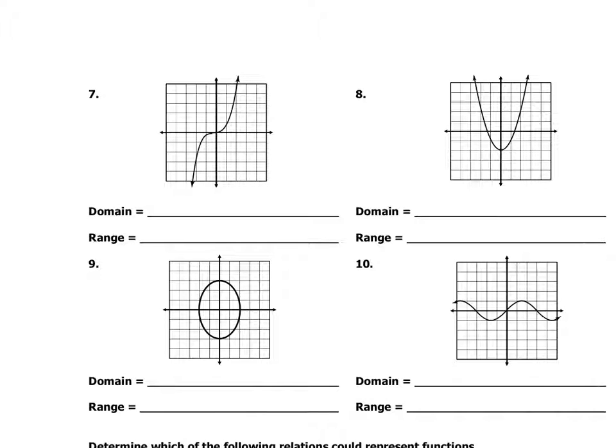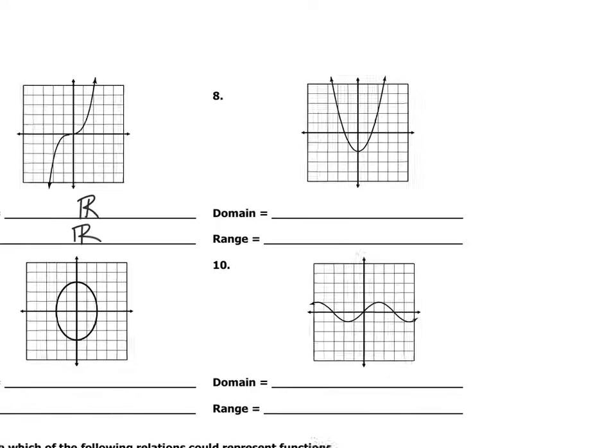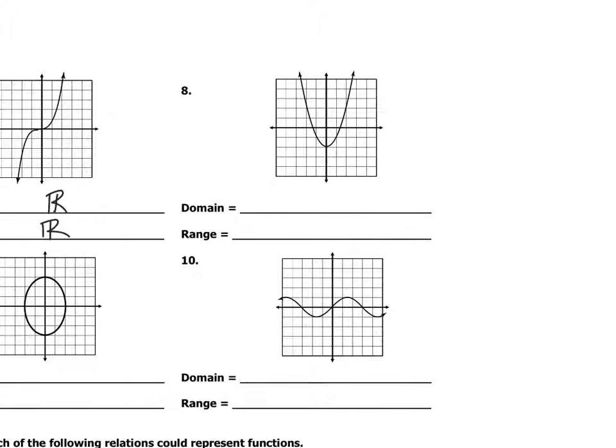We did an example like this in class, so hopefully you realize, even though this isn't a line, the domain and the range are going to be all reals for number 7. Number 8, excuse me. So if we get our lightsaber for number 8, you go from left to right.